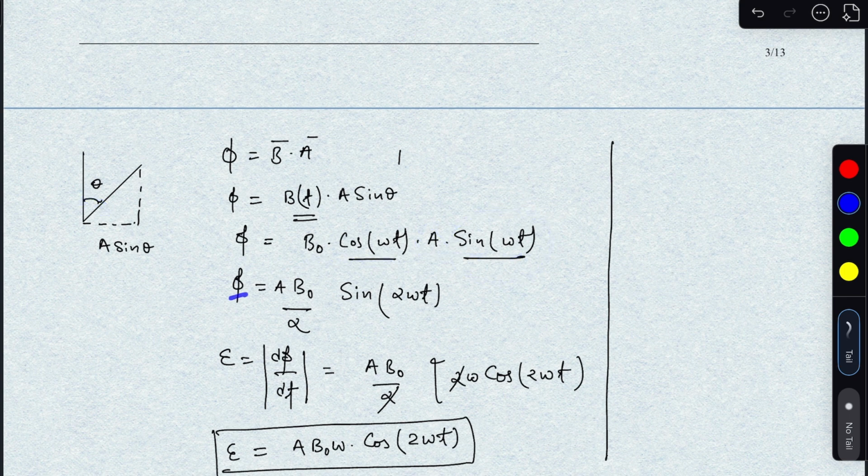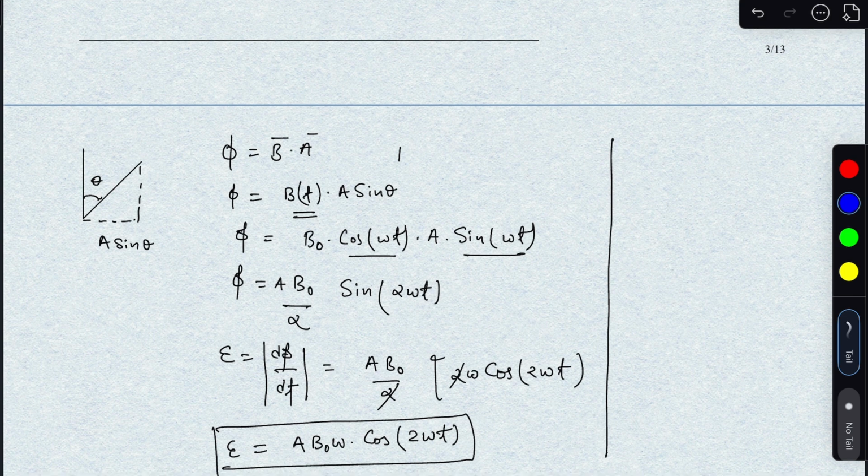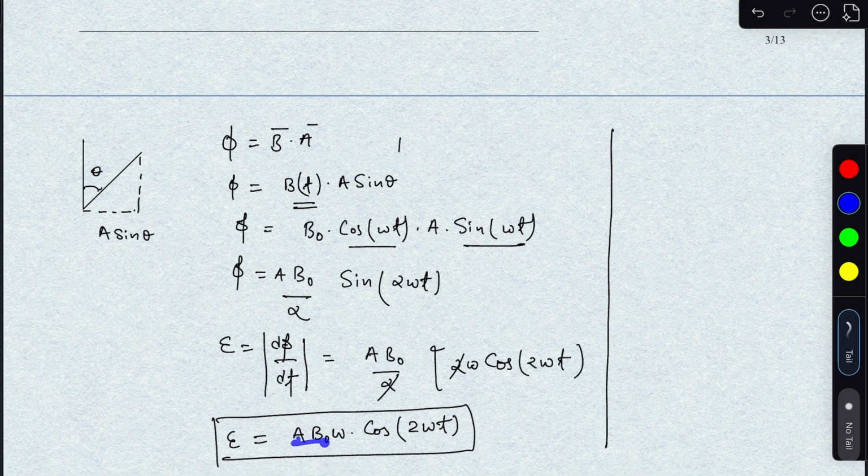So we get the flux as A B naught, and then we can write sin theta cos theta as sin 2 theta divided by 2. So we get A B naught divided by 2 times sin 2 theta. We differentiate, because we want to calculate the EMF, and the EMF magnitude is d phi by dt. That becomes A B naught divided by 2, which is just a constant, and the differentiation of sin 2 omega t gives 2 omega in front and then cos 2 omega t. So this value becomes A B naught omega times cos 2 omega t.